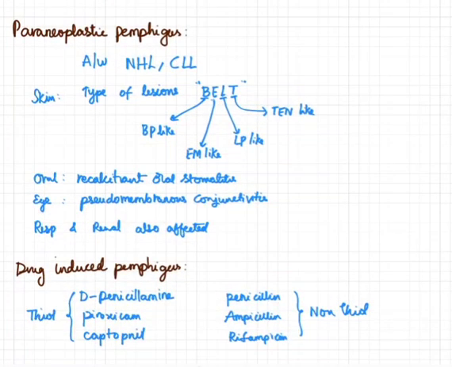Coming to paraneoplastic pemphigus, as the name suggests, it is associated with a malignancy, more commonly non-Hodgkin lymphoma and chronic lymphocytic leukemia. The skin lesions can be pemphigus vulgaris type, bullous pemphigoid-like, erythema multiforme-like, lichen planus-like, or toxic epidermal necrolysis type. The oral mucosa is involved, where it presents as recalcitrant oral stomatitis. The eye can be involved, with pseudomembranous conjunctivitis, and the respiratory and renal mucosae are also involved, and it can present as bronchiolitis obliterans as well.